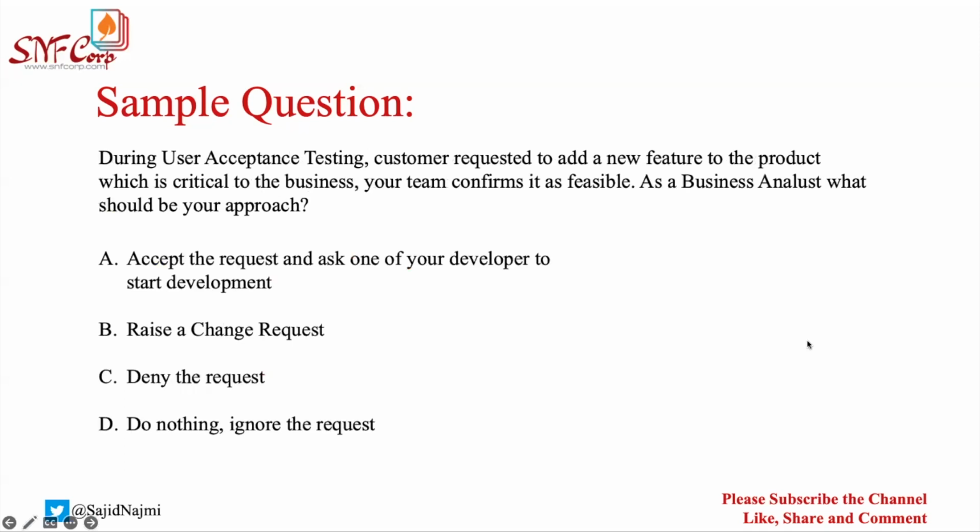The last question, during user acceptance testing, customer requested to add a new feature to the product, which is critical to the business. Your team confirms it is feasible. As a business analyst, what should be your approach? It is asking, you're doing UAT, business acceptance testing, and UAT is done once the project is developed, completed. Now, business is testing if this can be accepted. During the test, the business is asking you to add something, and your team confirms, yeah, this can be done. But as a BA, what should be your approach?